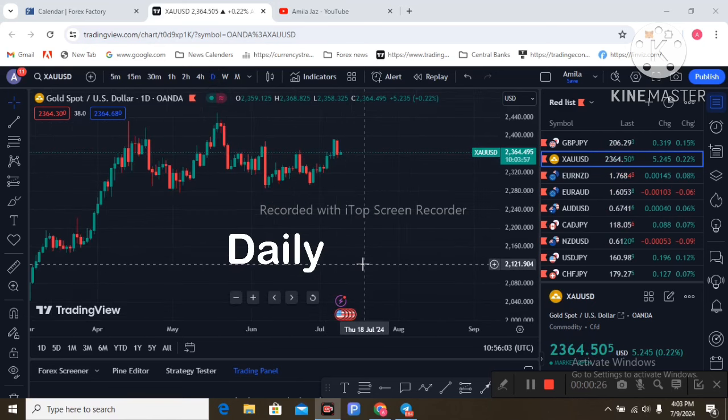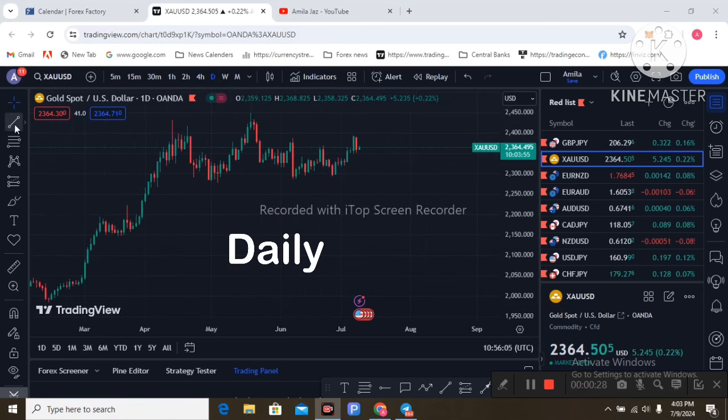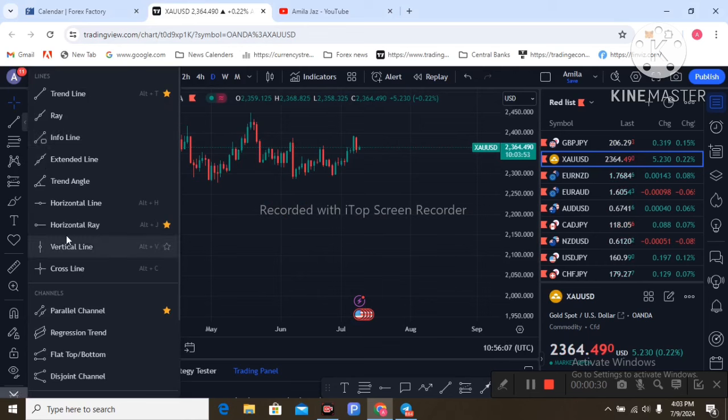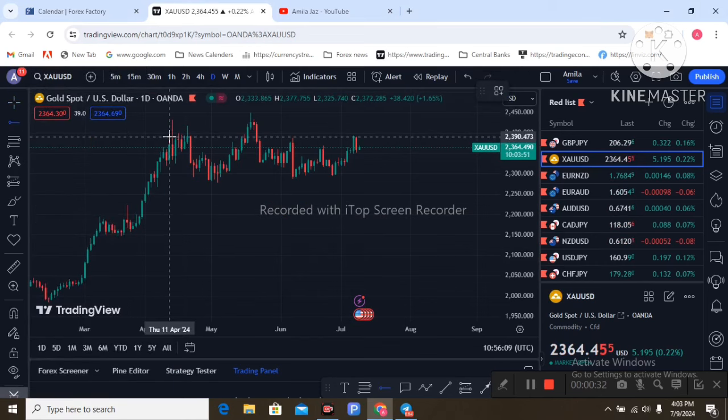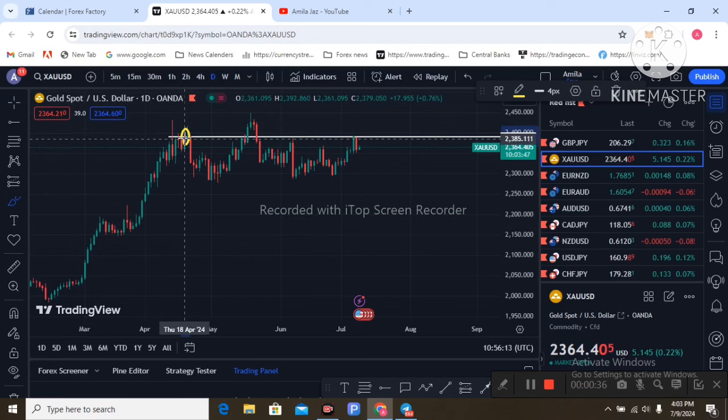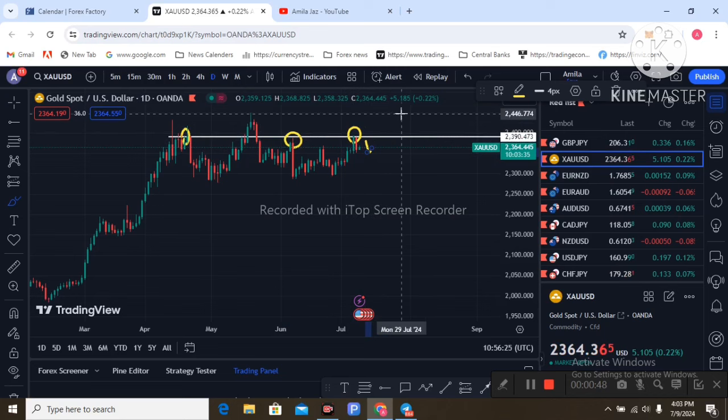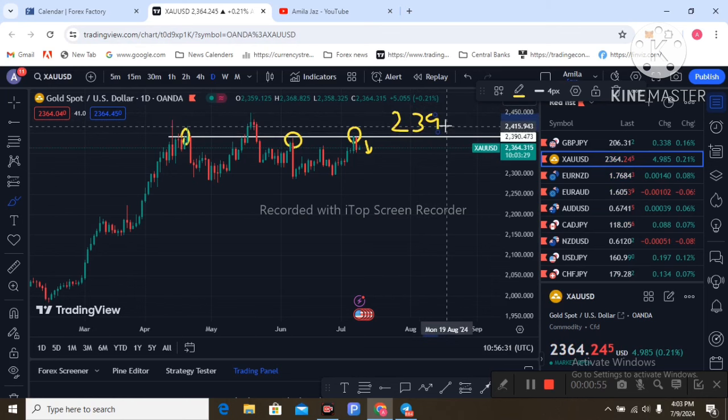So I'm in the gold chart, daily time frame. This is the strong resistance area on the daily time frame. You can see price reacted several times at this resistance area and also rejected from this resistance area to the downside. This is the 2390 level. This is the strong resistance level on the daily chart.